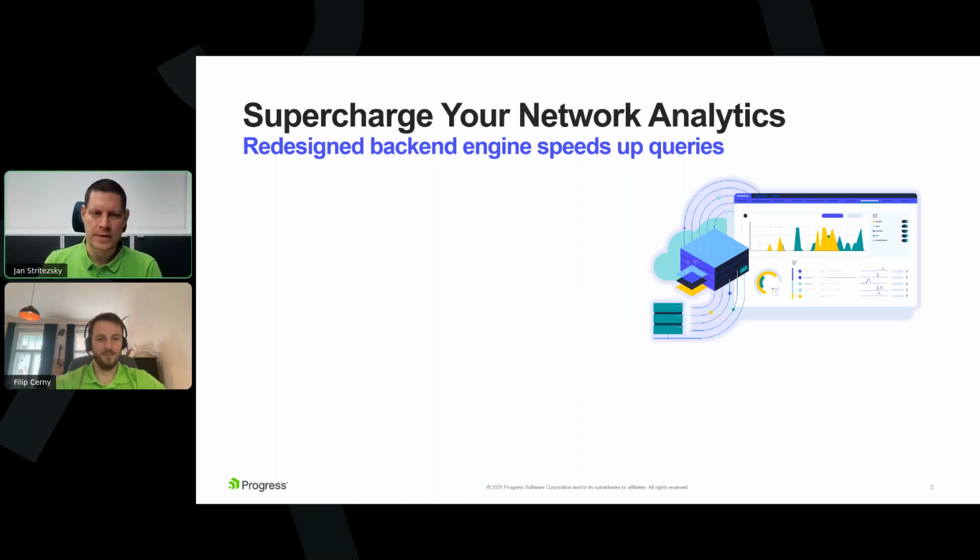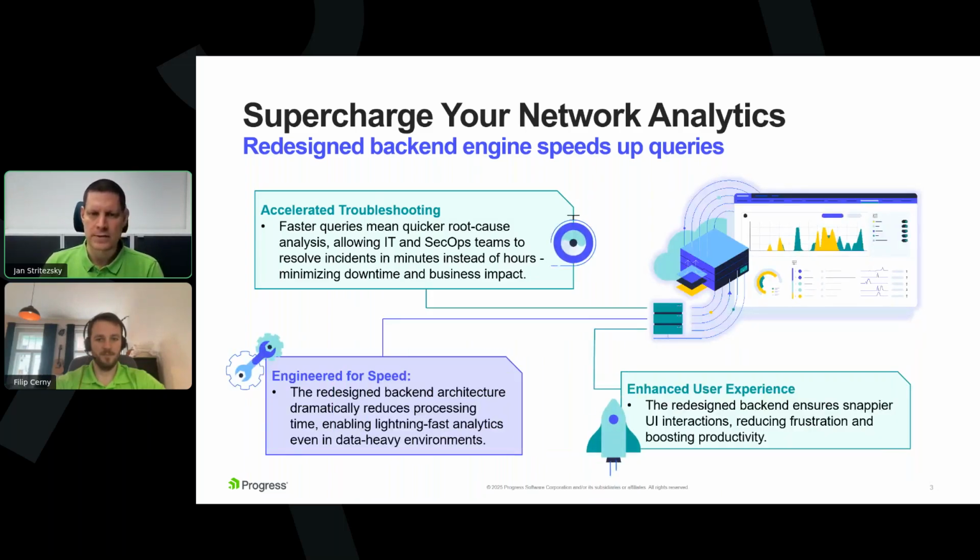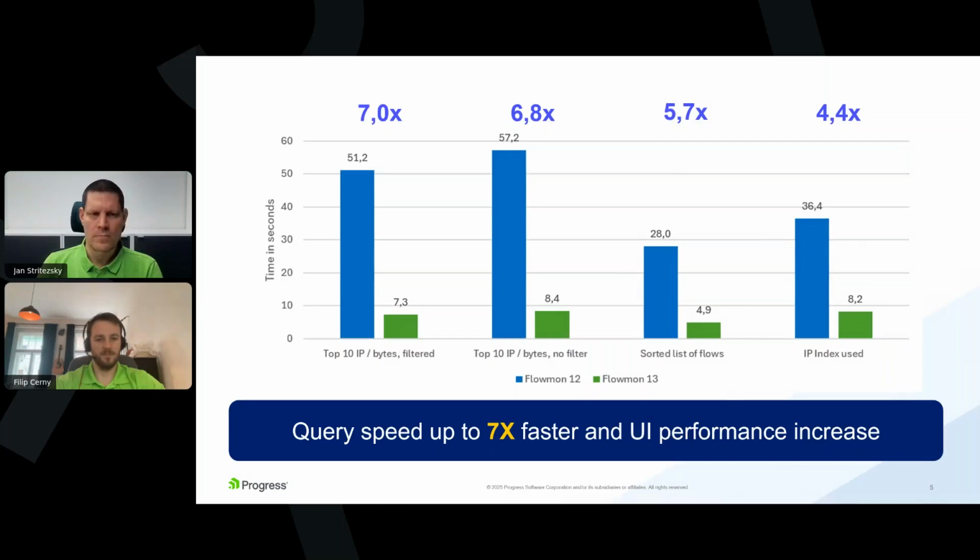The biggest change is the new collector backend. Queries are calculated much faster, the UI reacts instantly, and both analysis and root cause investigations are reduced from hours to minutes, meaning fewer outages and less business impact. Compared to Flowmon 12, Flowmon 13 reaches up to 7 times faster computations and noticeably more responsive UI interactions. This performance gain is driven by our new multi-threaded backend, which executes queries in parallel. This is something you will feel immediately in everyday use, especially when working with longer time periods or more complex reports.